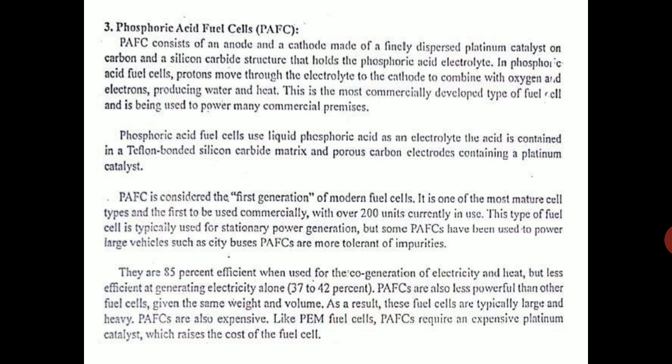But if you are using it only for electricity generation, like operating your car or bus, then it will have around 40% efficiency, plus or minus 2%. PAFC is also less powerful than other fuel cells given the same weight and volume. So especially when you are using these fuel cells for transport applications, mobile applications, then the question of weight and volume comes, because we have got limited space in the car and bus.